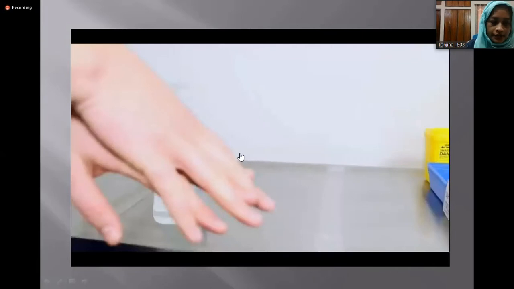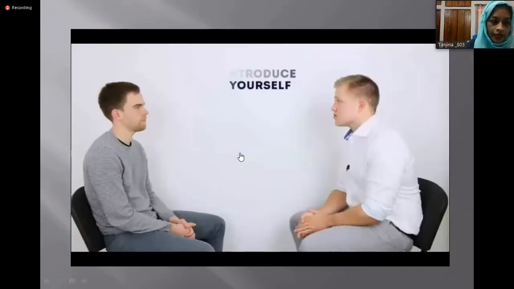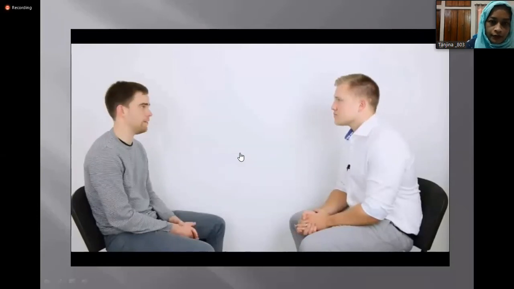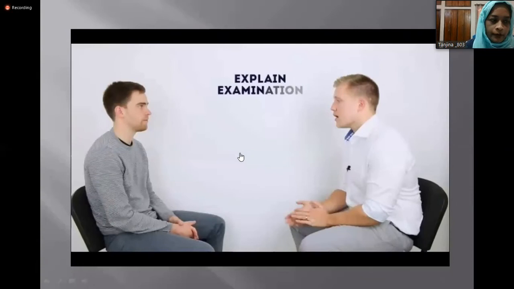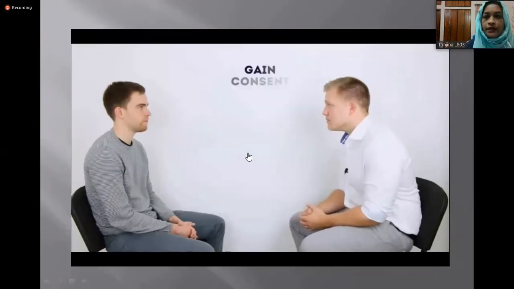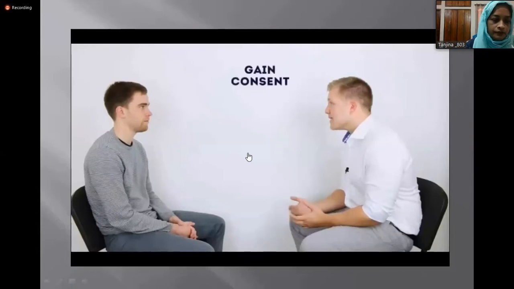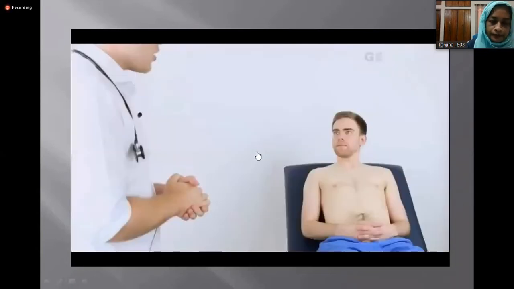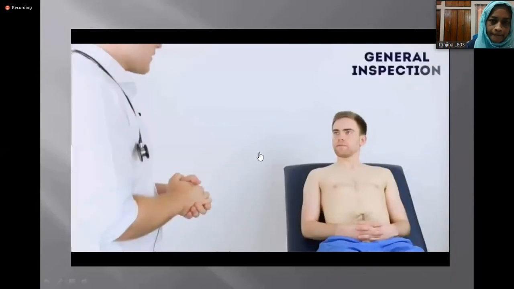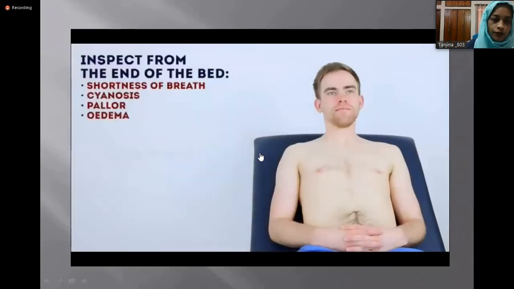How will you start? First, wash your hands properly, then introduce yourself, then confirm the patient's details, take written consent and explain the examination. Then the patient should be exposed adequately above the waist and lying in the supine position. First, look for the general signs of the cardiovascular system from the end of the bed: shortness of breath, central cyanosis, pallor, and edema.